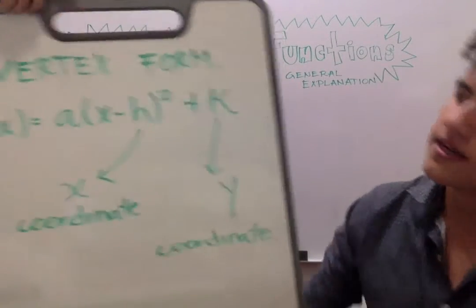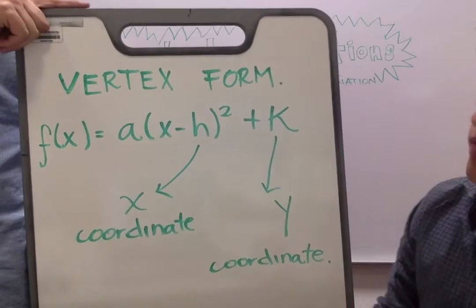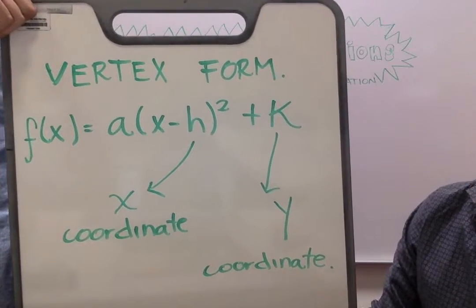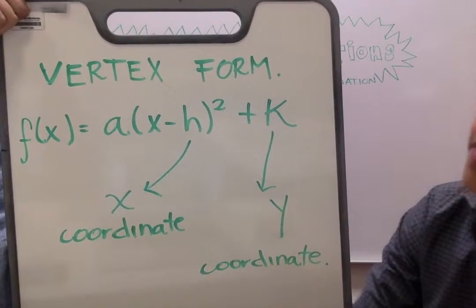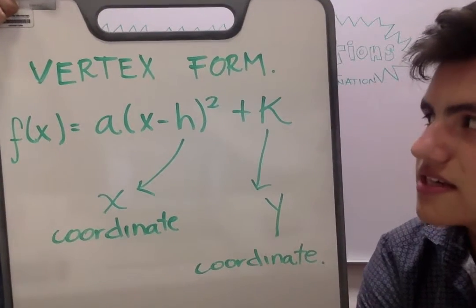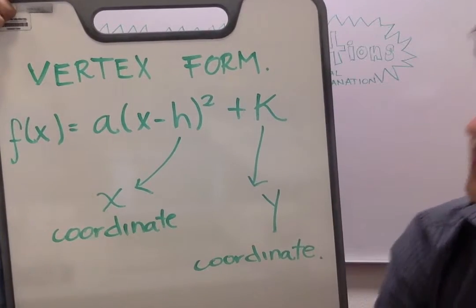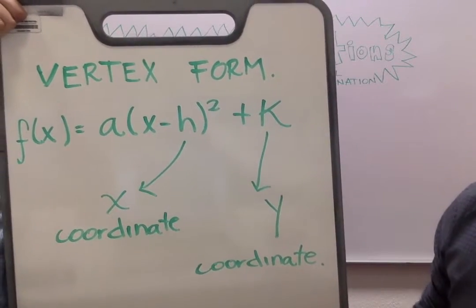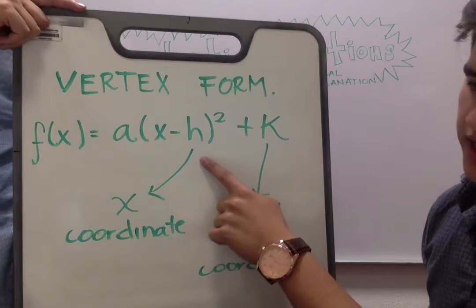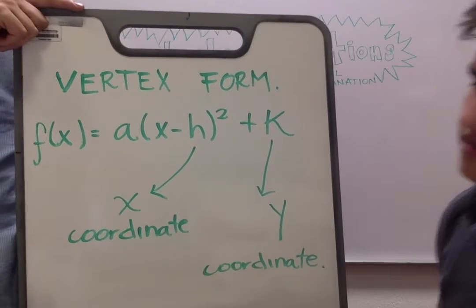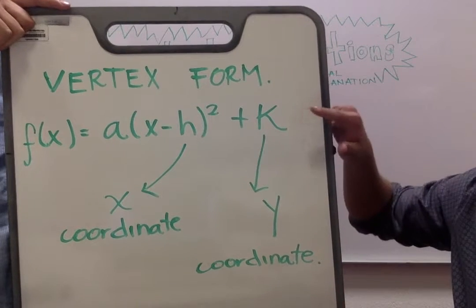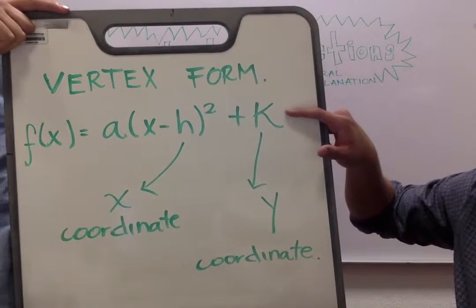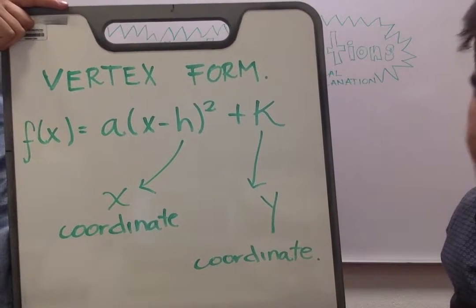The third form is the vertex form. As we can see, it's different from the other one. The formula is a(x minus h) squared plus k. Here it says that h is a point of the x coordinate, and the other number, which is k, is the y coordinate.